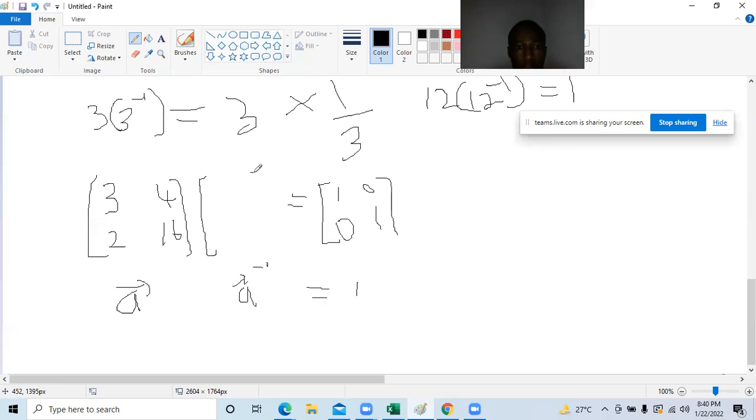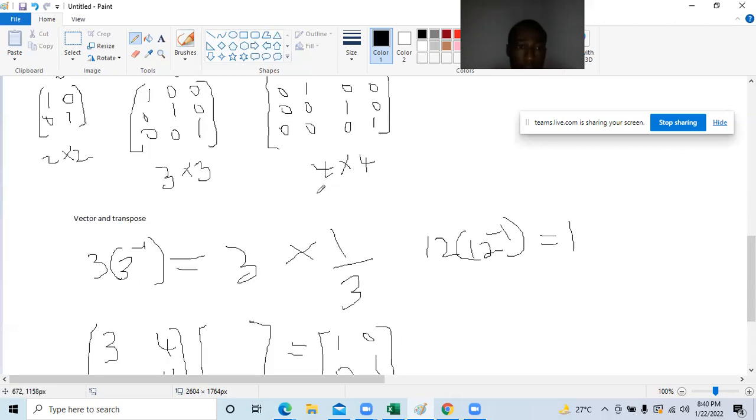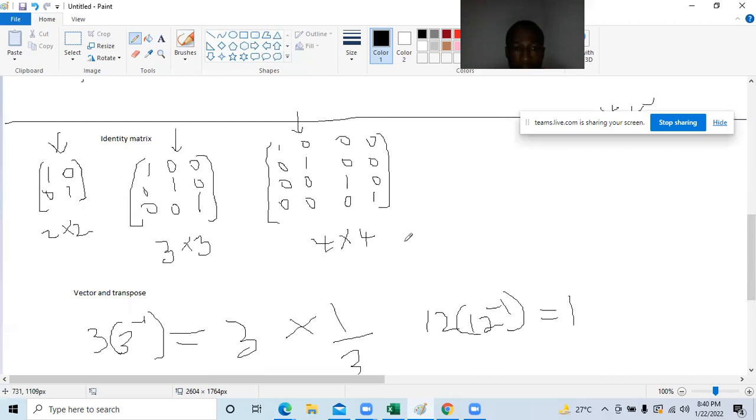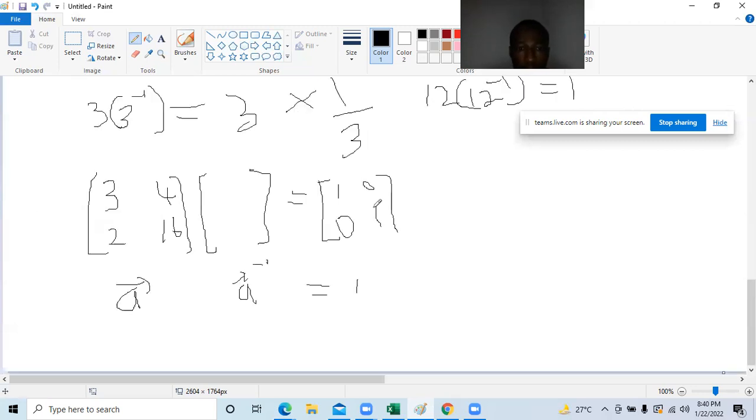So matrix A times the inverse of this matrix is going to give us the identity matrix, the 2 by 2 identity matrix. So we need to do a transpose for you to get this, right? So I'll just give you the answer for this.